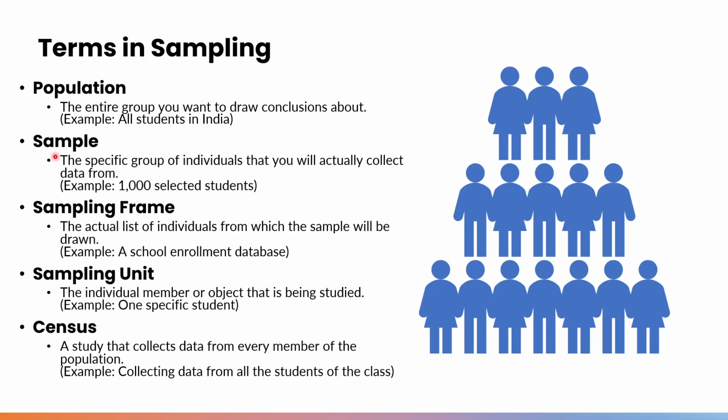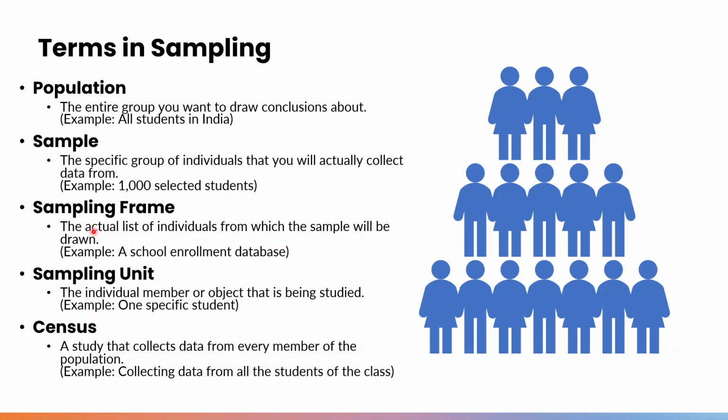Then the second term is sample, the specific group of individuals that you will actually collect data from. When you want to study all students in India, it is impossible for you to reach every possible student. So we pick a small subset from the entire set of students in India. That small subset that you have picked, we call it a sample. For example, if I have selected 1,000 students, those 1,000 selected students will be called the sample.